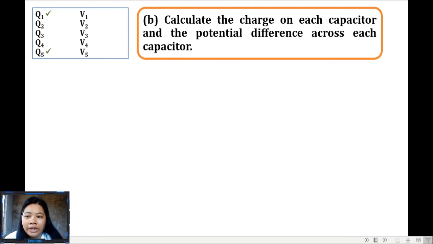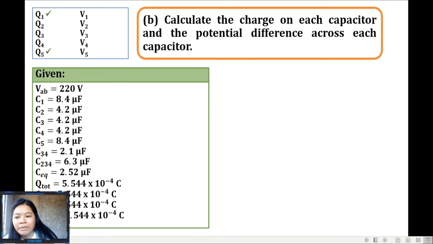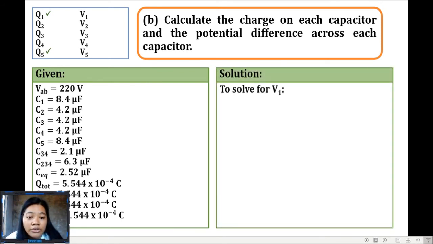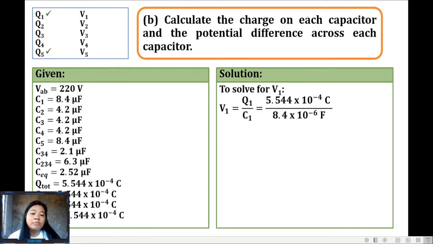So for our monitoring form, we've already checked Q1 and Q5, and we've already placed them in the given for our reference. Now, to solve for V sub 1, since we already have our C sub 1 and Q sub 1, we simply divide them, Q sub 1 over C sub 1. So 5.544 times 10 raised to negative 4 coulomb divided by 8.4 times 10 raised to negative 6 farad. This gives us V sub 1 as 66 volts.